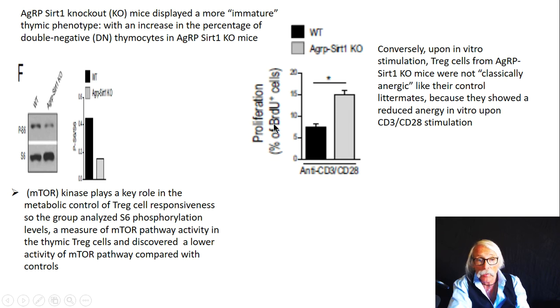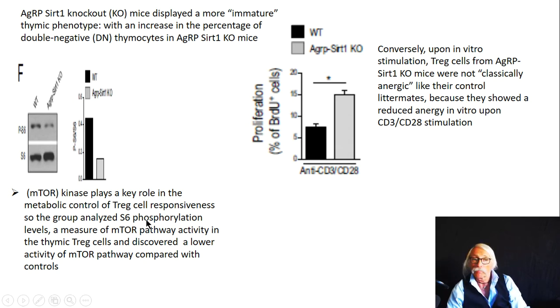Now, conversely, this is what this data shows you. Upon in vitro stimulation, and that's what you're doing here, Treg cells from the AgRP SIRT1 knockout mice were not classically anergic. They still look like they're proliferating, like their control littermates, because they showed a reduced anergy in vitro upon stimulation. So this is showing you that SIRT1 activity is controlling metabolism in the Treg cells, but also controlling proliferation. So proliferation might be okay. See, more immature thymic phenotype. You get more of the immature T cells, but you don't have them differentiating and activating appropriately into the Treg response.